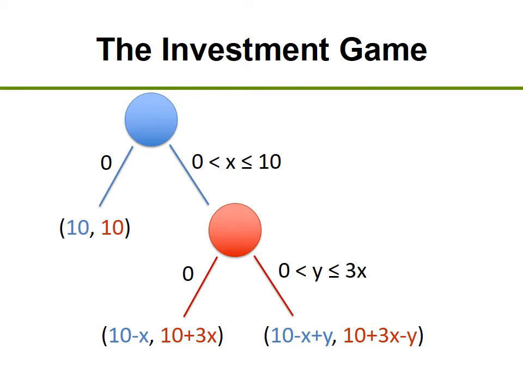So in that case, the first player goes home with their 10 that they started with, minus the X that they sent, but then plus the Y that was returned to them, right? And the second player goes home with the 10 they started with, plus the 3X that they were sent, and then minus the Y that they sent back.